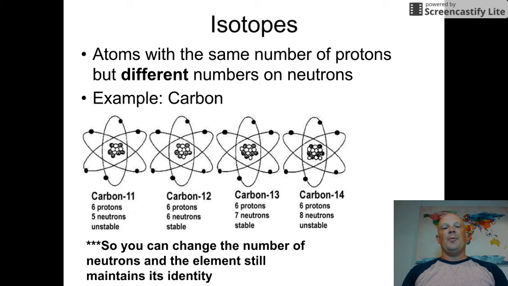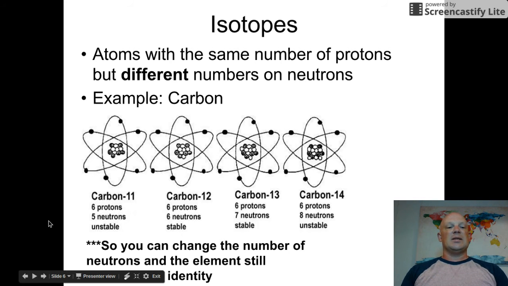Here's an example of a few different isotopes, all of the element carbon. Carbon 11, carbon 12, carbon 13, and carbon 14 are all carbon. If you look at the number of protons in each one, you see they each have 6 protons, which means they're all the same type of element. But they all have different numbers of neutrons. And so carbon, we see here, has these 4 isotopes.